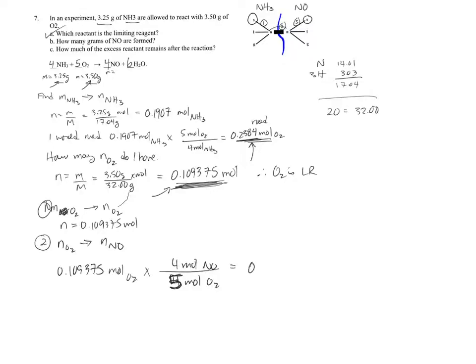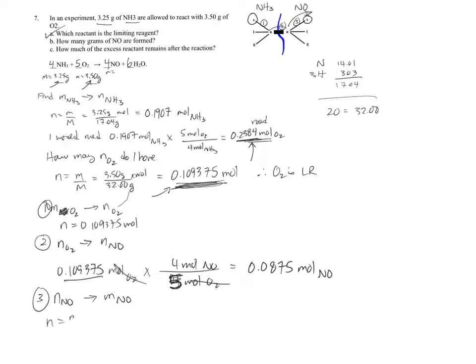So 0.0875 moles of nitrogen monoxide. That's what's going to be produced with this much of my oxygen. Last step is to get to solids, so I'm going to take my moles of nitrogen monoxide and convert it to mass of nitrogen monoxide.